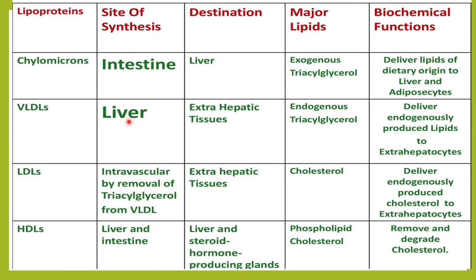It will deliver the TGs to your extrahepatic tissues. The major lipids here are the triacylglycerol, and the major function is to deliver the endogenously produced lipids, which the hepatocyte, the liver itself, produces. There is de novo lipogenesis happening in the liver. To carry those lipids to the peripheral tissue, the extrahepatic tissue, you need a carrier, and that is your VLDL.